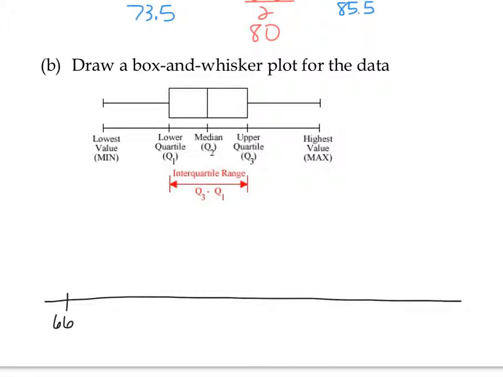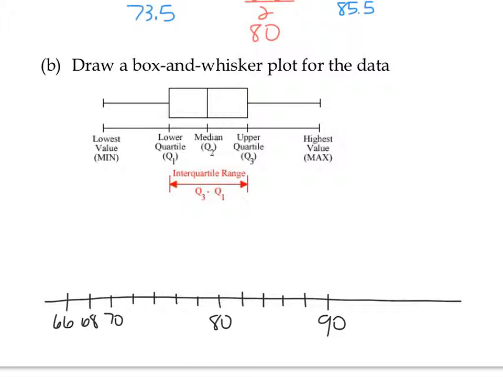68 is my smallest value, so I'm going to go by 2. 68, 70, 72, 74, 76, 78, 80, 82, 84, 86, 88, 90, and I don't have to go above that. My highest value is 87. So I would be able to contain my whole box and whiskers here. I could have probably even spread that out a little more, but I can draw a box and whiskers now.